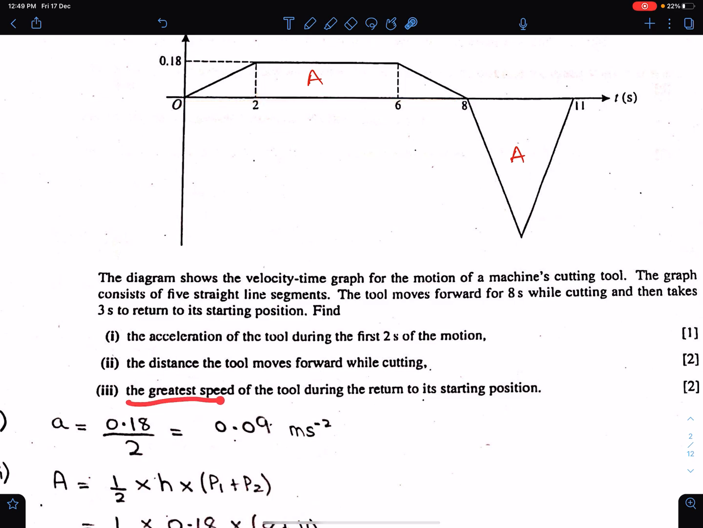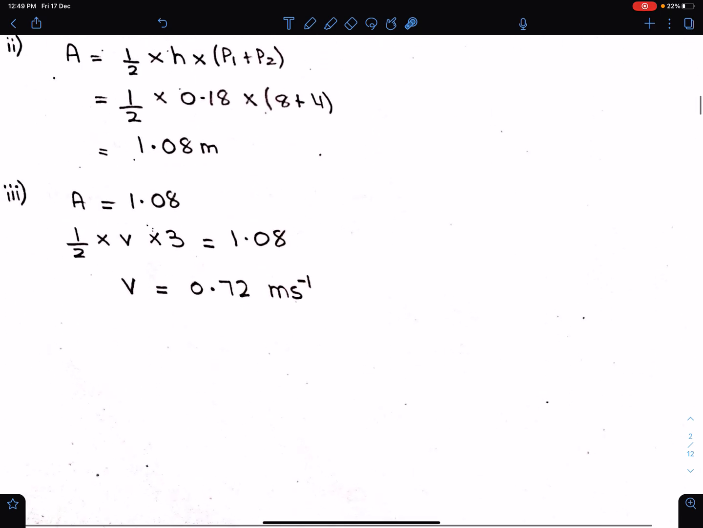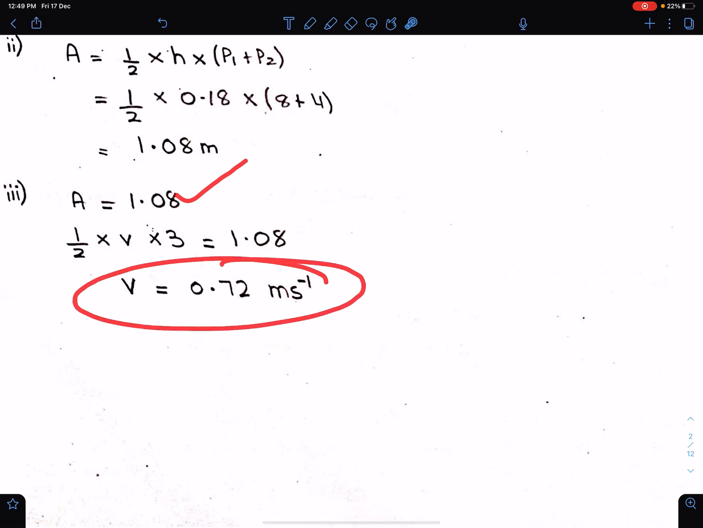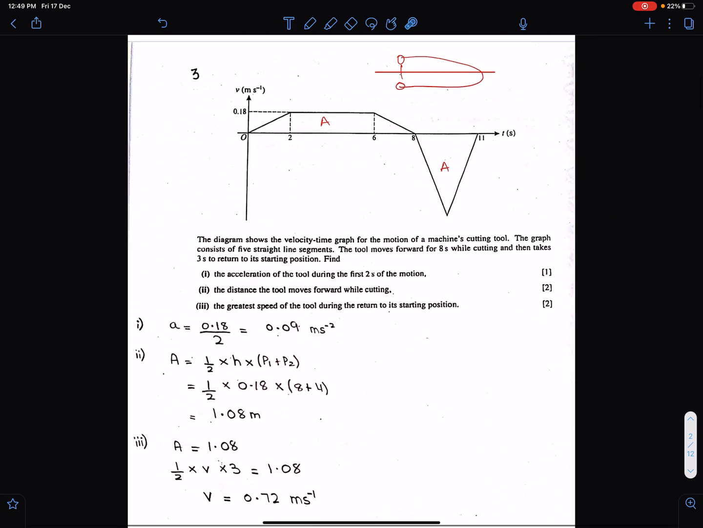Now we need greatest speed of the tool during the return to the starting position. This is speed. So we have area, we can use area formula and we can get this speed. This is here. The greatest speed is 0.72. You can check this solution again.